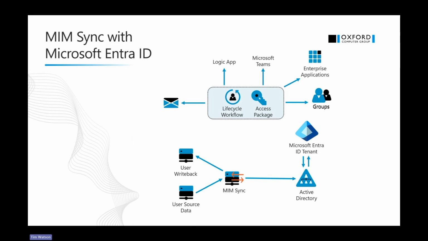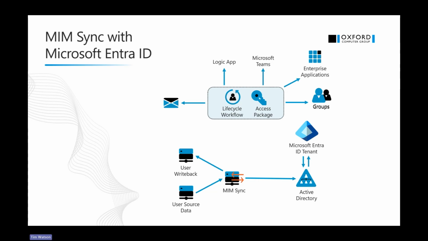So we've gone over our use cases. Now, once we've moved over, we're still using the sync engine. We're still using our on-prem source. We're provisioning to Active Directory. We're getting synced up, but really what we're using are lifecycle workflows and access packages, and we're sending emails out and managing groups.